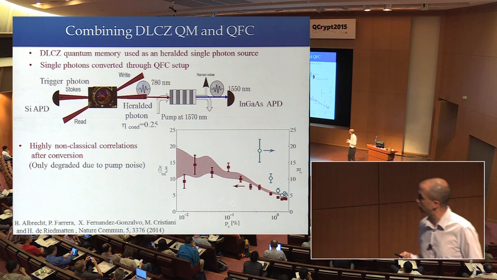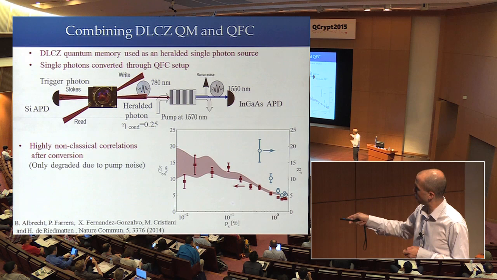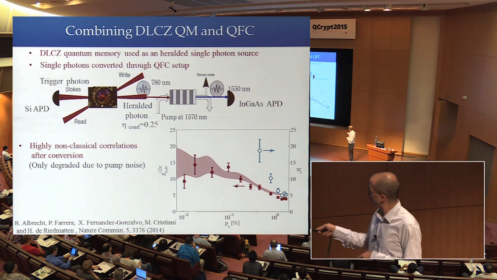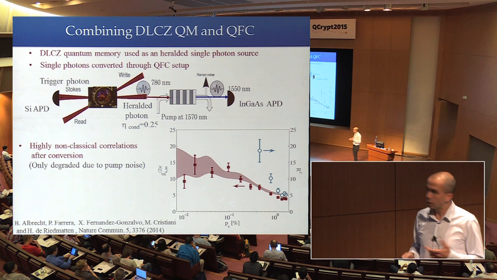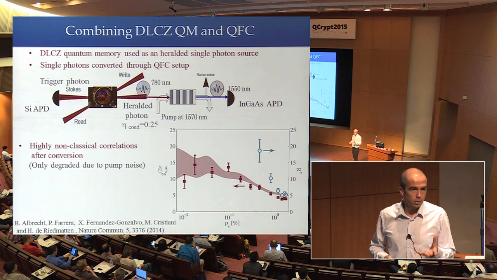What you see here is the cross correlation between the Stokes and anti-Stokes photon as a function of the excitation probability. As long as we are higher than two, we are in the non-classical regime. So this data shows that we are strongly in the non-classical regime, and the non-classicality is degraded only because of the remaining pump noise that we cannot filter.